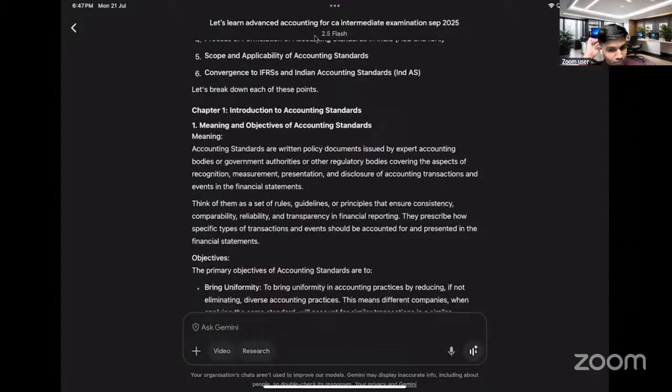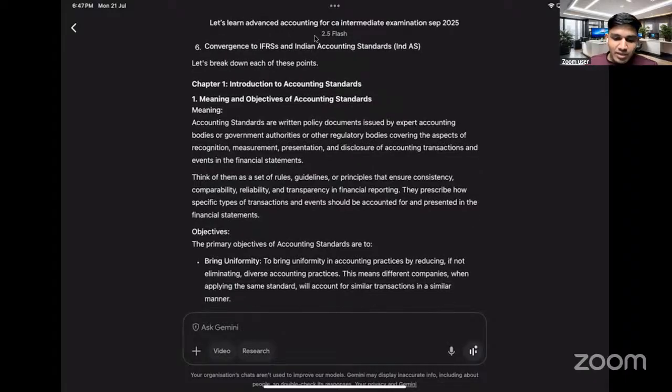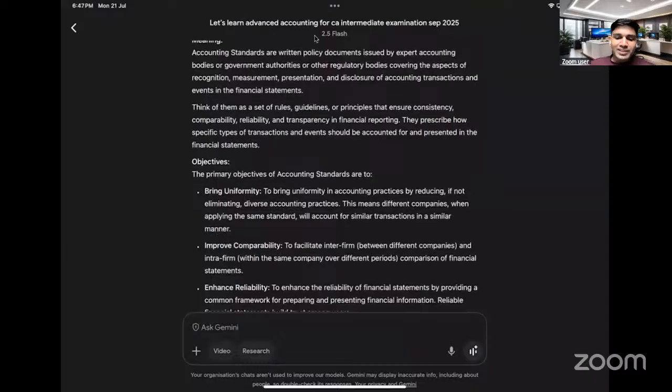Chapter 1, Introduction to Accounting Standards. First, meaning. Accounting standards are written policy documents issued by expert accounting bodies or government authorities or other regulatory bodies covering the aspects of recognition, measurement, presentation, and disclosure of accounting transactions and events in the financial statements. Think of them as a set of rules, guidelines, or principles that ensure consistency, comparability, reliability, and transparency in financial reporting.